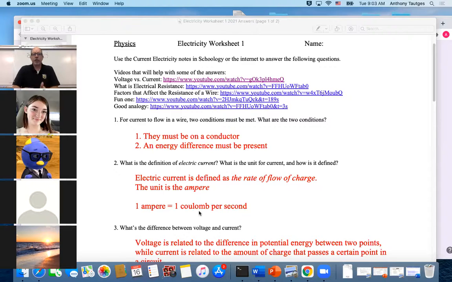So, for example, if you were standing on the side of a river and the current is flowing, you might measure that in gallons per second, an amount of water per second. A coulomb is an amount of charge. So if you're standing on a wire, watching the charge go by, an ampere of current is an amount of charge per second, a coulomb per second. And that's the definition for an ampere.